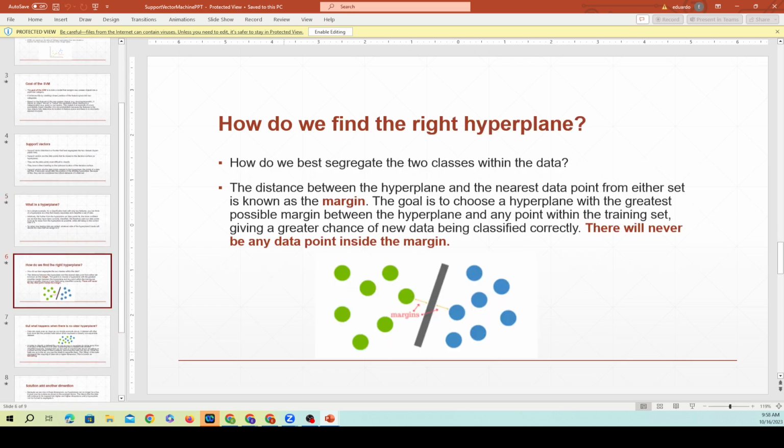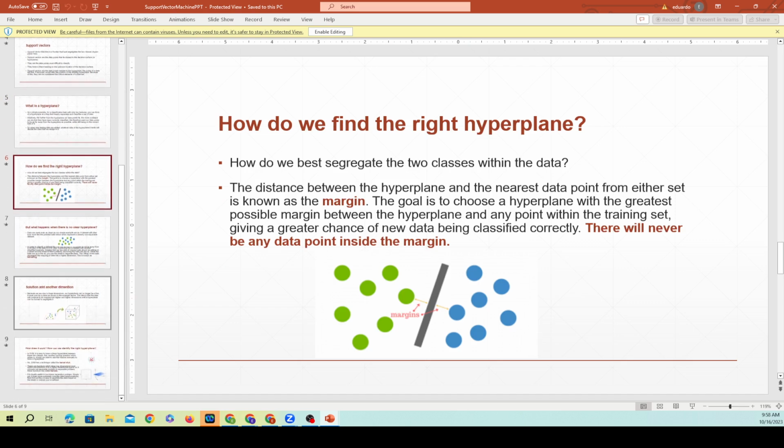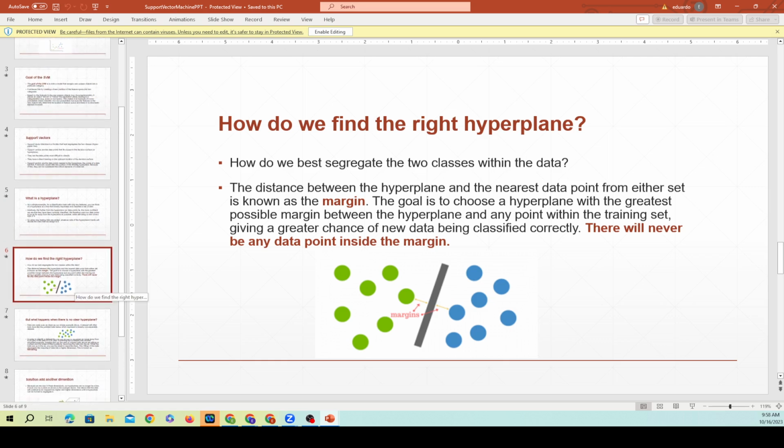So for example, let's say you have this data. Our goal is to create, we could have done, let me show you, we could have done a line that is closer to the green one. We could have chosen that line instead of this one.